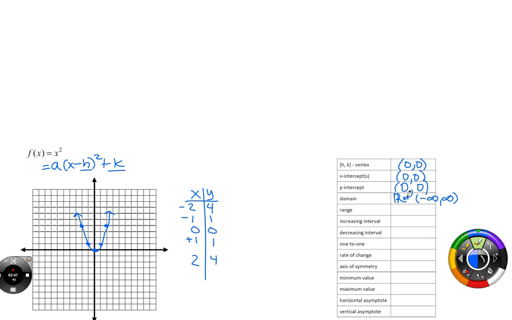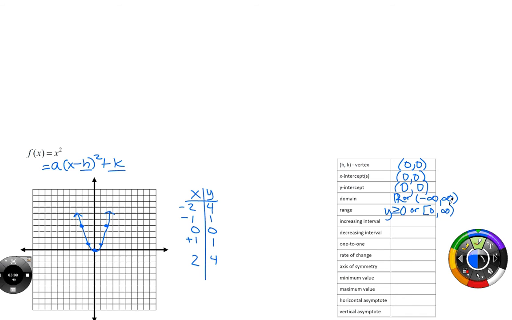What about the range? Good. Y is greater than or equal to 0 or from 0 to infinity. And again, in our inequality, we would say it's greater than or equal to 0, which means in our interval, when we say from 0 to infinity, we are including that 0 value.